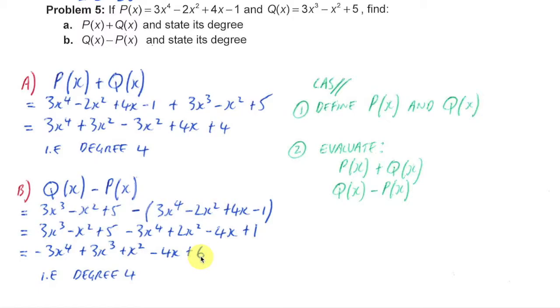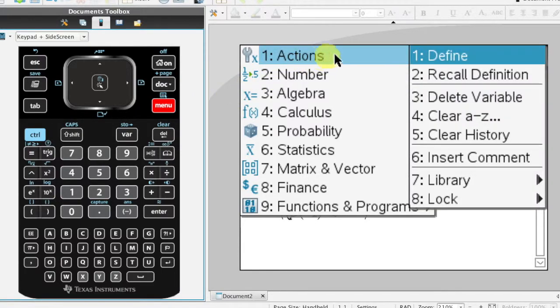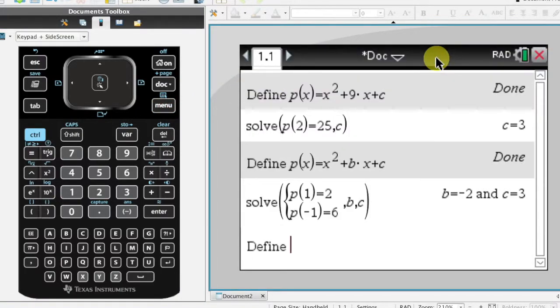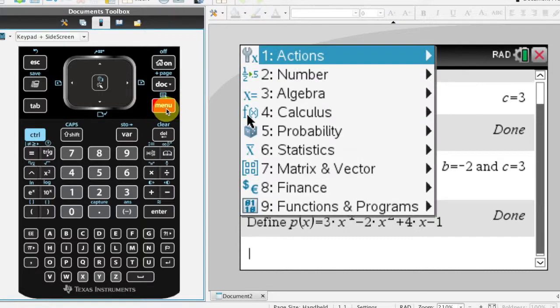On my CAS, here's the approach. So menu, actions, define. And I'm going to have P of x equaling 3x to the power of 4, minus 2x to the power of 2, plus 4x minus 1. There's P of x defined. Define Q of x.